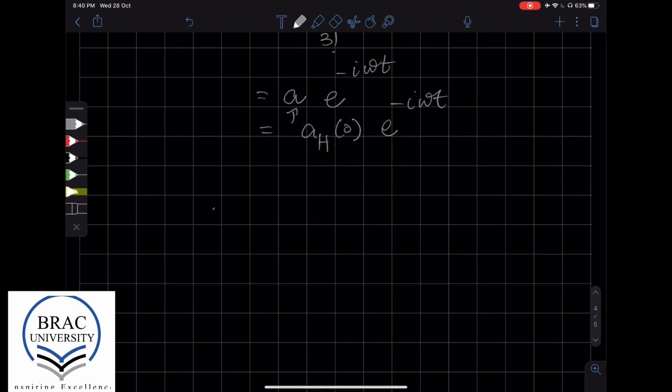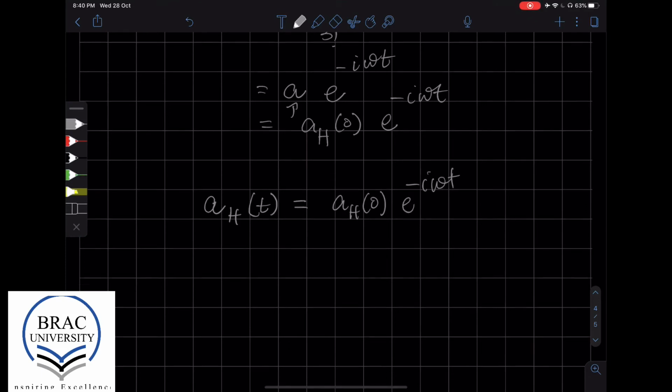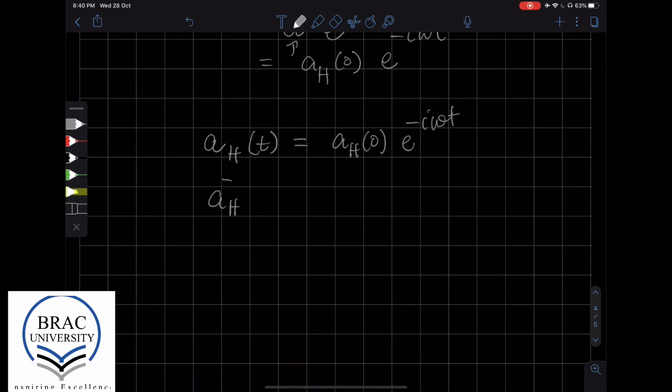So in conclusion, the annihilation operator in the Heisenberg picture is given by the annihilation operator at time 0 times e to the power minus i omega t. And therefore, the Hermitian conjugate of that would be given by simply this formula. So now what we can do is just use this and very easily generalize what's going to happen in the quantum field theory case.